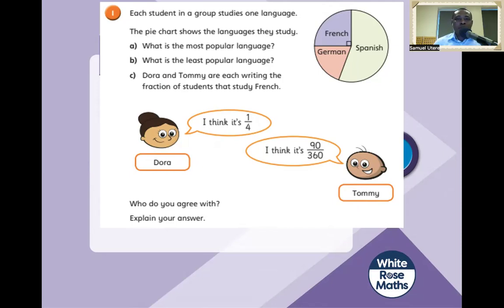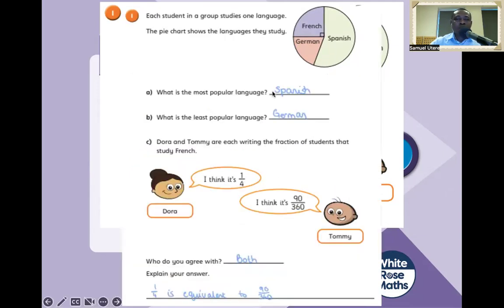Assuming you've paused the video and you've answered question 1, here are the answers. Let's discuss them. For question 1, you're asked, each student in a group studies one language. The pie chart shows the languages they studied. What is the most popular language? You can see that represents a greater proportion of the pie chart, so it's Spanish. What is the least popular language? You can see it's German. That represents a smaller portion of the pie chart.